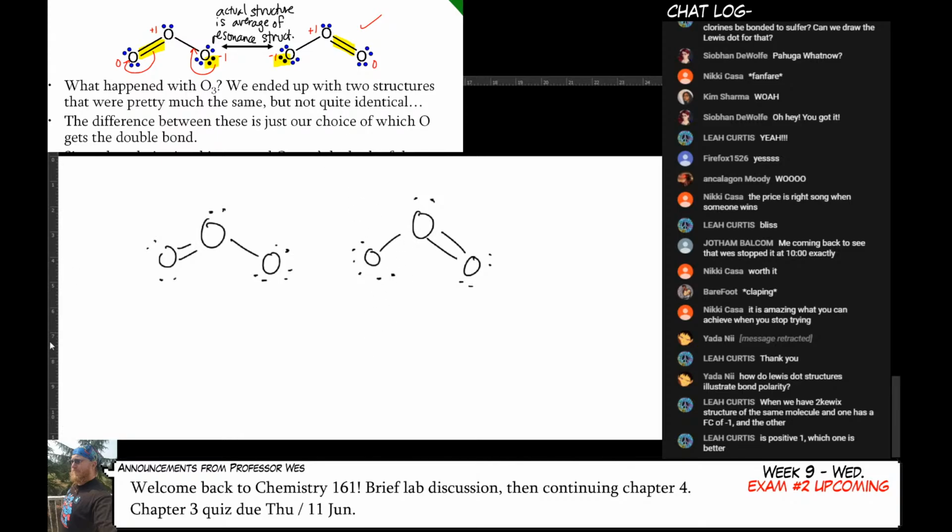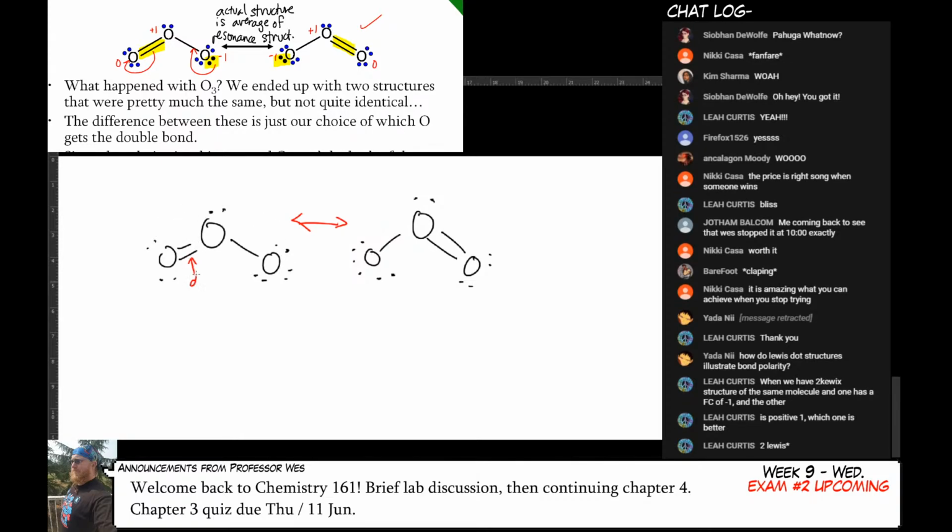Alright, so what we're going to do here... So these are resonance structures, so I'm going to draw this arrow towards them. Now we're going to examine the average bond length in the molecule. So this is a double bond, and this is a single.